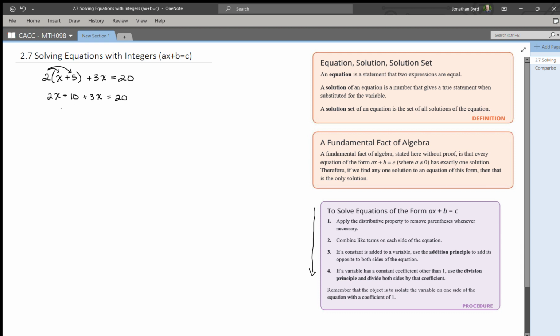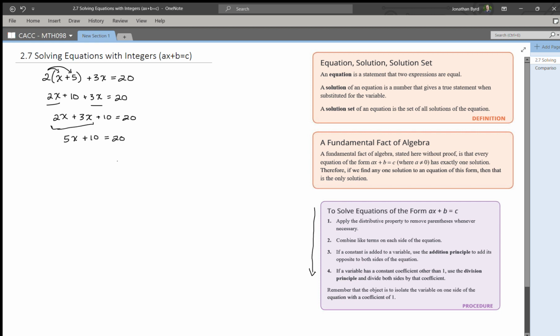Well, I could rearrange this to get the like terms together because remember, I'm looking for either constants on the same side or variables that have the same degree. So 2x and 3x, those are common or like terms. Okay, so if I put them together, it makes it a little easier to see that I'm going to group these and do this addition. So 2x plus 3x, that's 5x plus 10 equals 20.